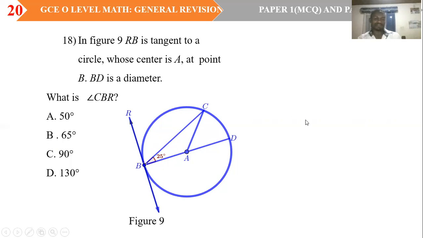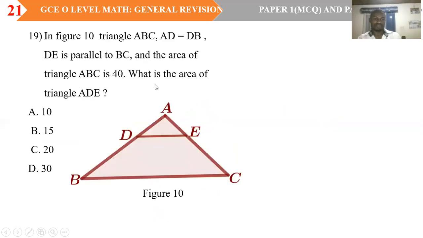We know that when a tangent meets a circle, the radius of that circle intersects the tangent at 90 degrees. So since this is 25, to find the angle CBR, we simply subtract 25 from 90, giving 65. Answer 65 degrees.